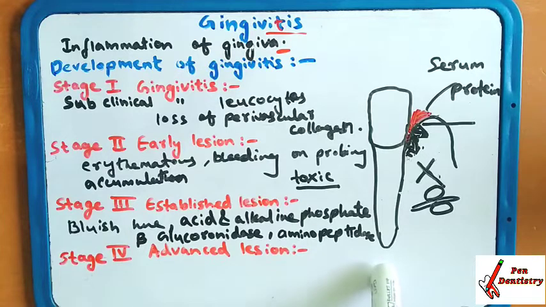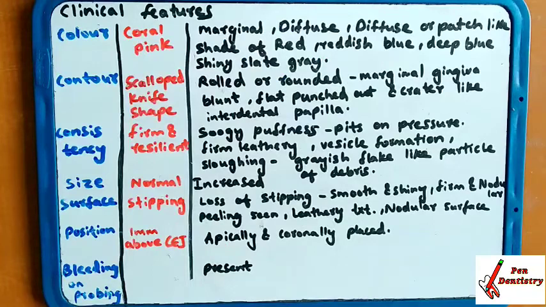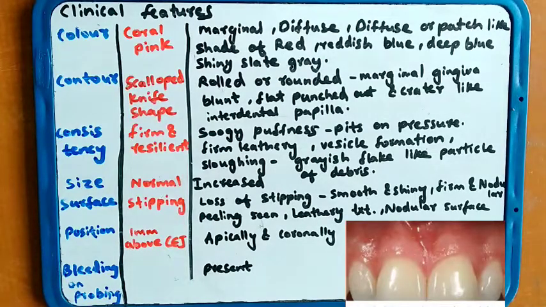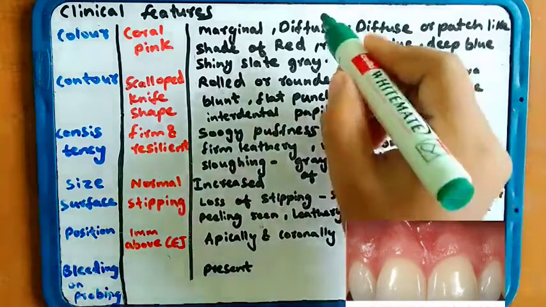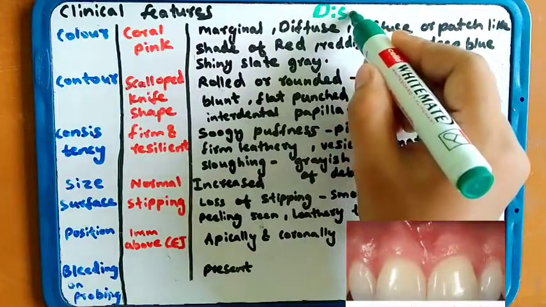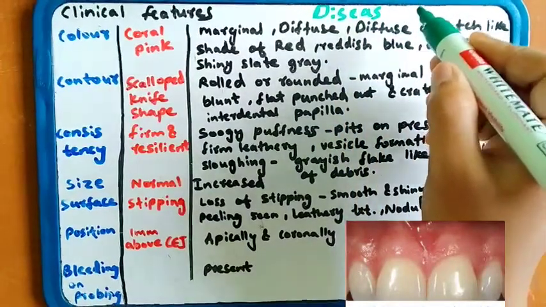Hope you have understood all the four stages of gingivitis, the developmental part of gingivitis. Now we are going to see the clinical features of gingivitis, how it looks, how the healthy gingiva appears, and what is the difference between the healthy gingiva and the diseased gingiva, that is, the clinical changes in the disease.